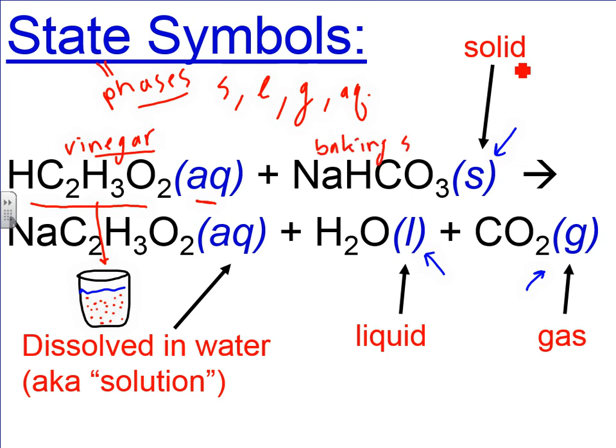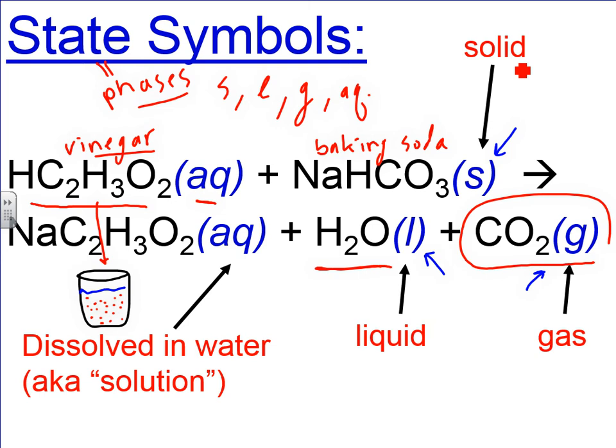When you mix vinegar and baking soda together, hopefully you've done this before, you get carbon dioxide gas, you get a bunch of bubbling, so you get this product, you get a gas. Liquid water is also produced. That usually we don't recognize because it's just the same. It's hard to see because it's still in water, in solution.